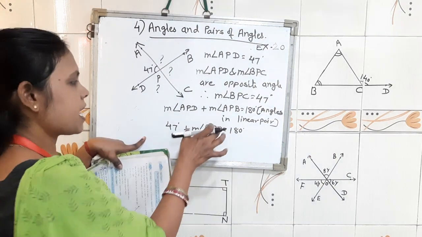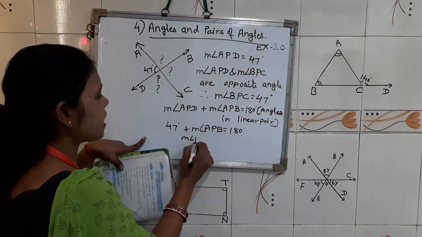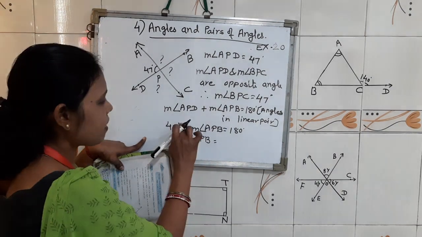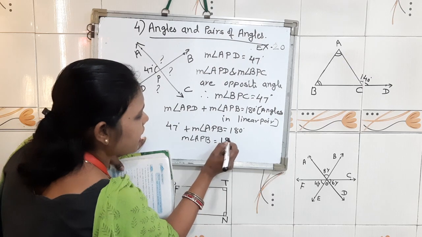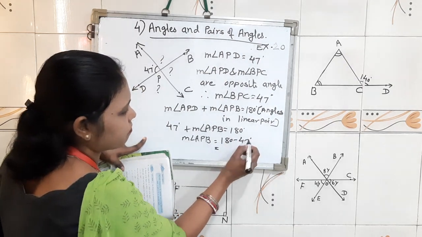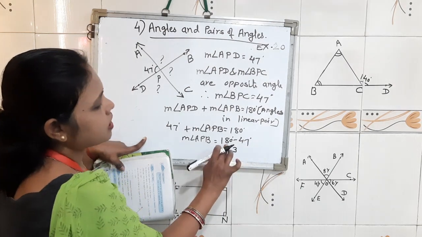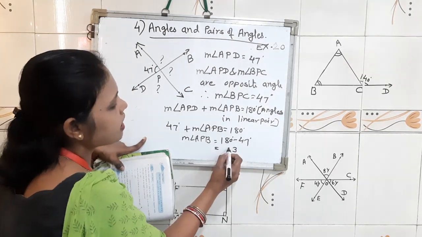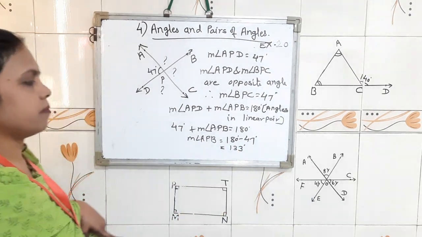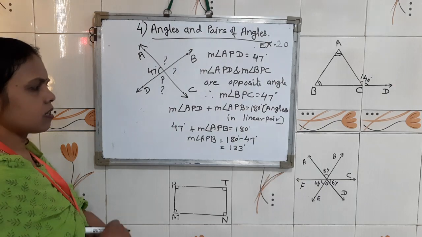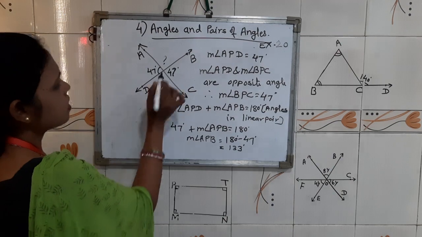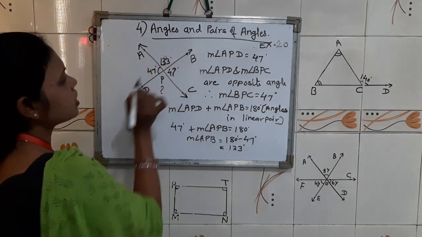degrees. APB as it is, write down because we don't know, we want to find out. 47 degrees take to the right hand side. Then 10 minus 7, answer is 3. 7 minus 4, answer is 3. And here 1. 133 degrees. So children, APB, this one you got 47 degrees. This one you got 133 degrees.